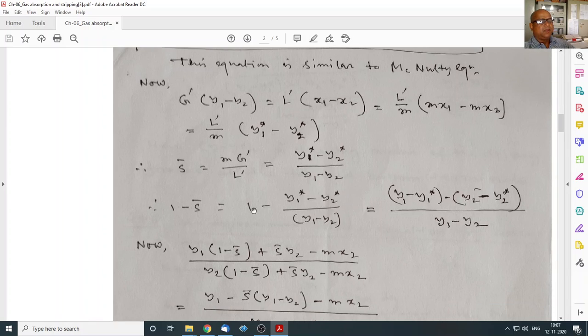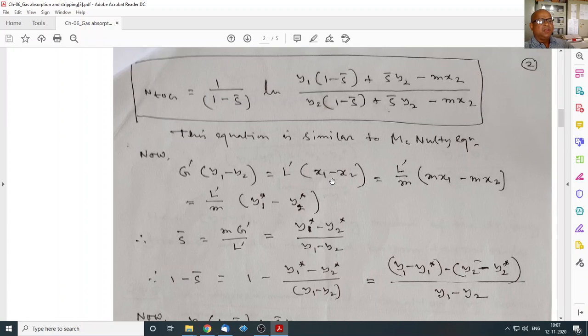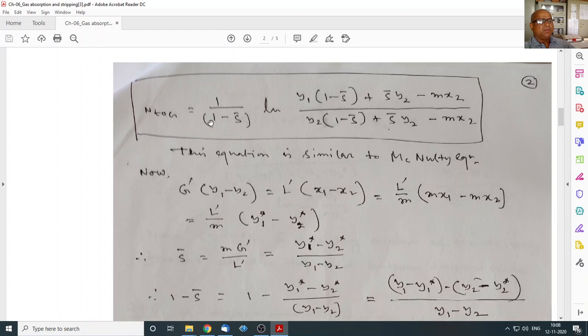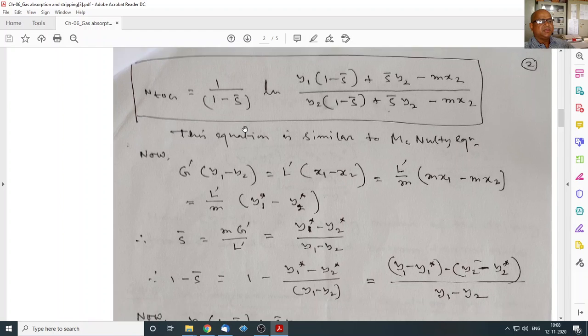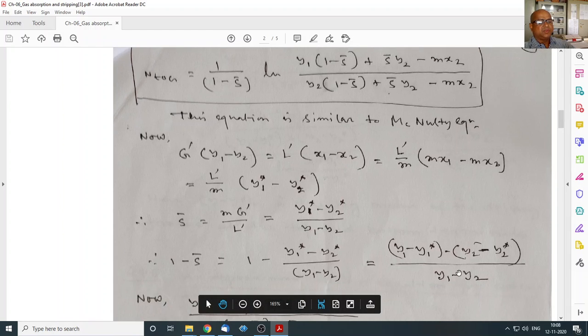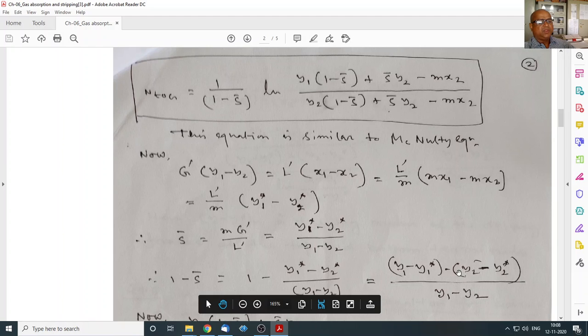So this is equal to my S. Okay. Now what is 1 minus S? 1 minus S equal to 1 minus this. So this is equal to [(y1 minus y1 star) minus (y2 minus y2 star)] by (y1 minus y2). So 1 minus S equal to this and S equal to this. Why am I writing this? Because here 1 minus S and 1 by S are there. So that's why I'll put this equation, only that with equilibrium.